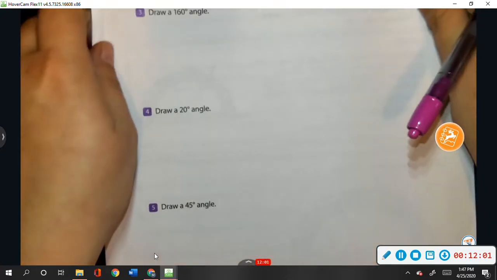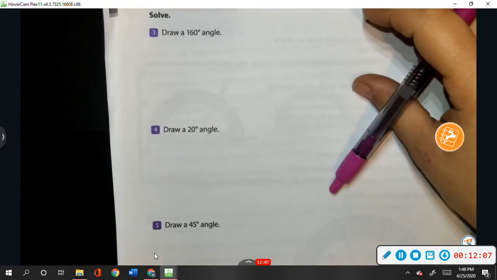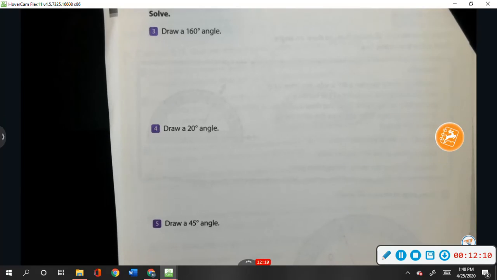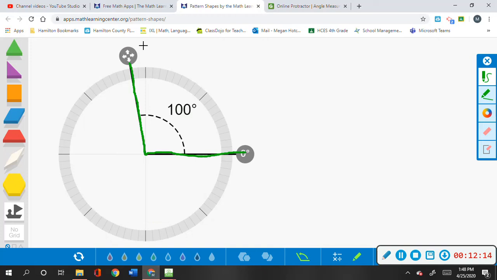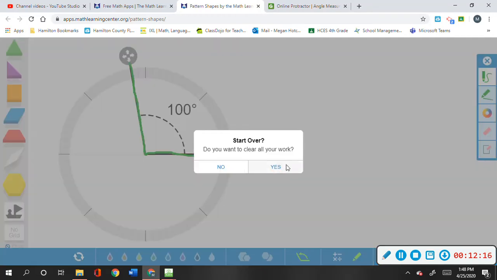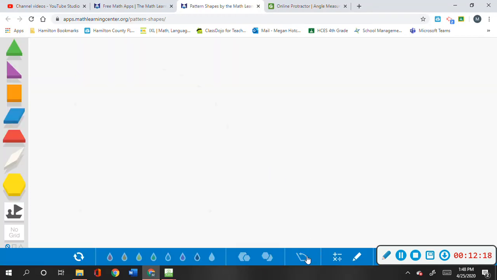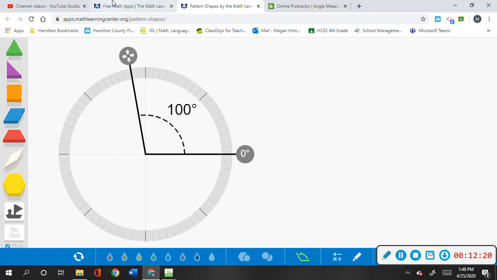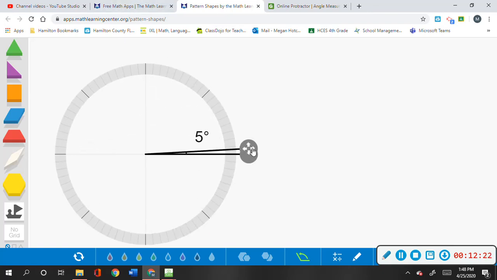Now this back page, like I said, if you can open that app, you can draw this in the app and then try and copy it as best you can. So we want a 160-degree angle this time. So we're going to clear this out. We're looking for a 160-degree angle, so we're going to start at 0.